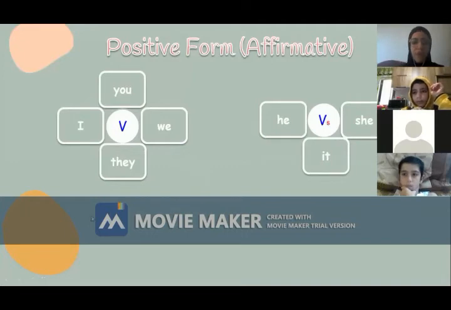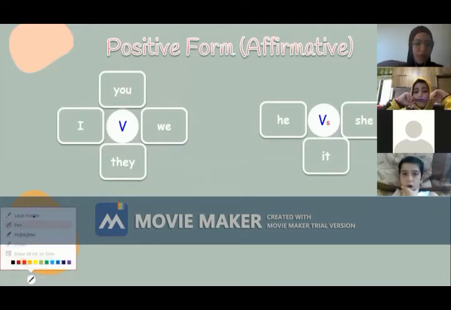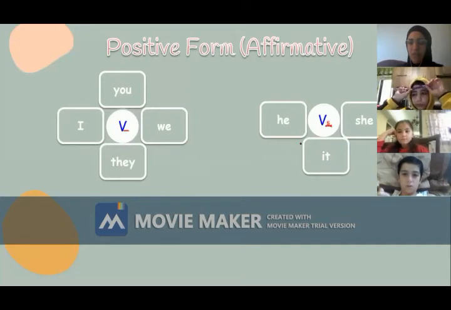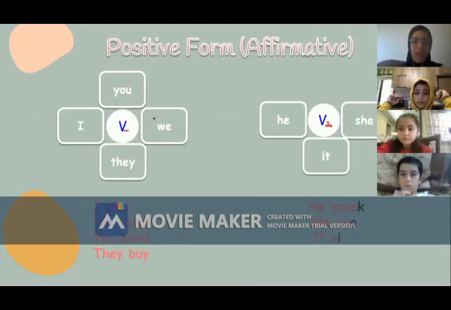If you notice here, let me annotate. There's nothing beside the verb when I have I, you, we, they. But when I have he, she, or it, I have s beside the verb. You see? So what does this show? When I have a singular subject, I must add s to the verb. But when I have a plural subject, I do not add anything to the verb. For example, here, I play, we read, you clean, they buy. So we do not add anything to the verbs.